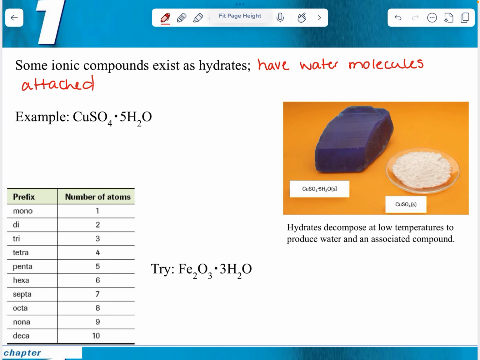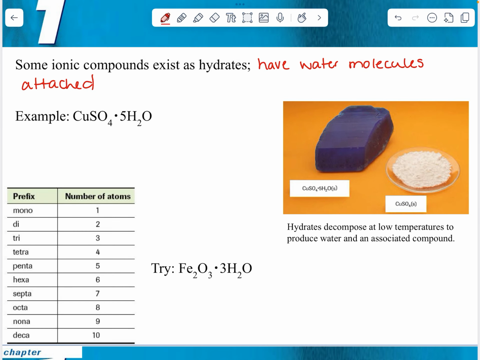So the example here is CuSO4 and then 5 H2Os. Okay, so in this example, when I look at CuSO4, it has 3 different elements in it. It has copper, and then it has sulfur and oxygen. That is an indicator that the SO4 must be a polyatomic. It is one package together. There's never going to be 3 ions put together.